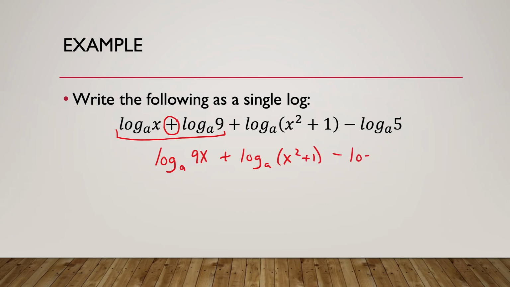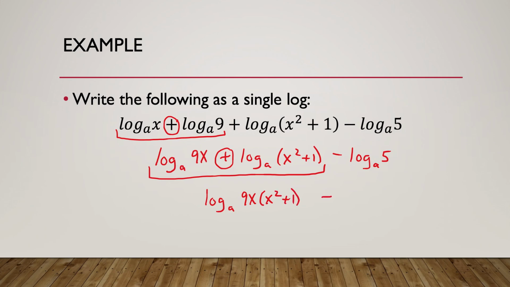And then I'm sort of going to do the same thing. So I'm going to take the first 2 terms in this new expression, and I'm going to look at how I can combine those two terms. So again, I see a plus sign in between, and so I know that those two terms can be combined with multiplication. So I'm going to write down log base a, and then I'm going to put my multiplication. So basically I have 9x times x squared plus 1. And then I'm just going to copy the last term.